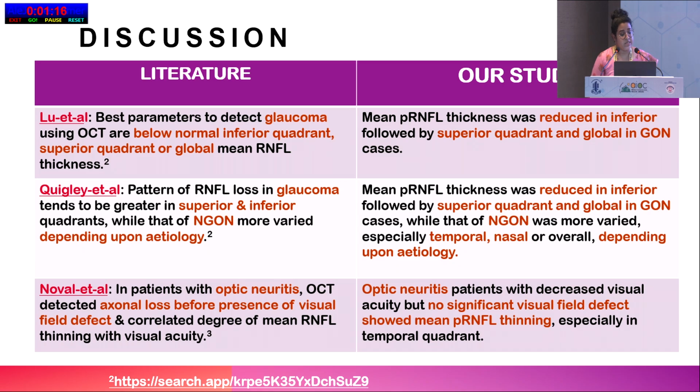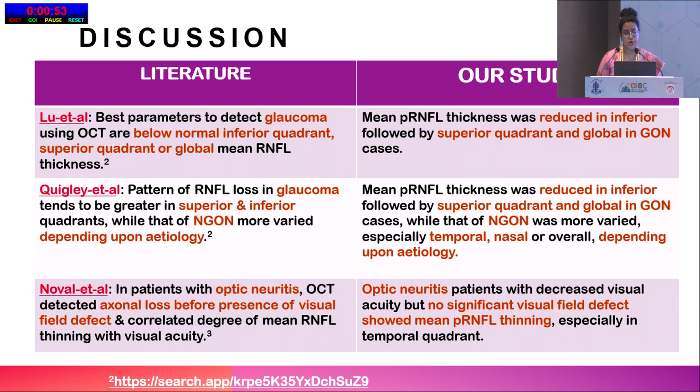Coming to the discussion, Liu et al. have described that the best parameters to detect glaucoma using OCT are below normal inferior, superior or global quadrant mean RNFL thickness, and it was also reinforced in our study. Quigley et al. showed that the pattern of RNFL thinning in glaucoma tends to be greater in the superior and inferior quadrants, while that of NGON varied depending upon the etiology, which was the same finding in our study.